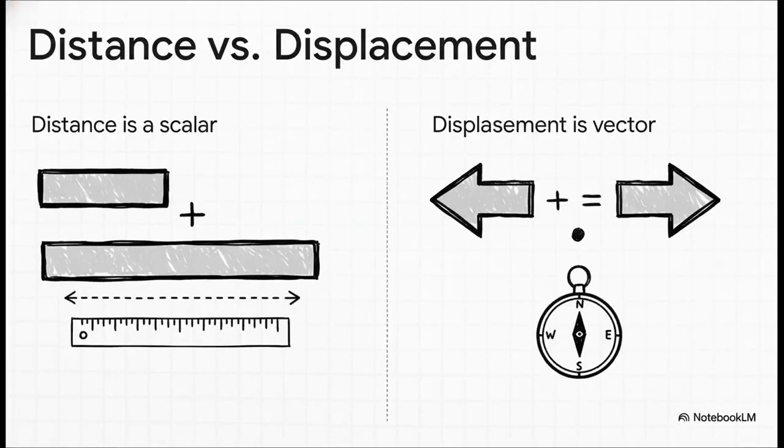So here's the bottom line. Distance is a scalar. It's just a number. It asks, how much ground did you cover? And the answer is 10 meters. Simple. But displacement is a vector. It needs a direction. So if we say the walk to the door was, let's say, plus 5 meters, then the walk back from the door has to be in the opposite direction. It has to be minus 5 meters. And what happens when you add a plus 5 and a minus 5? They cancel out. You get 0.